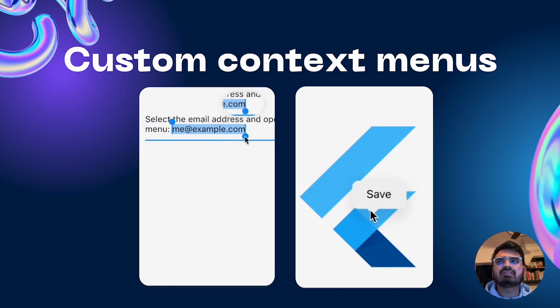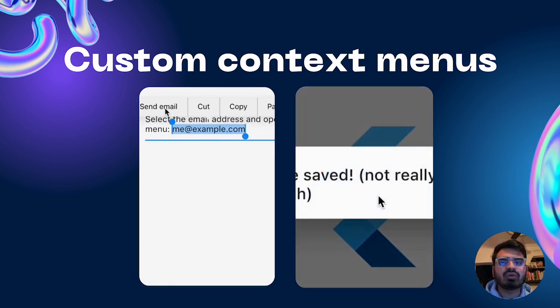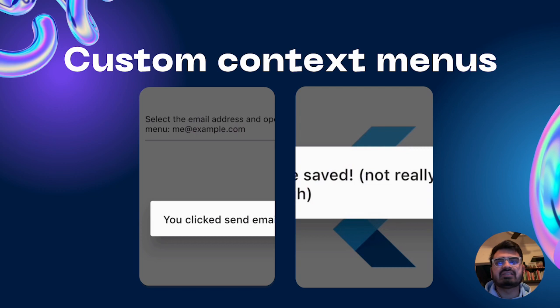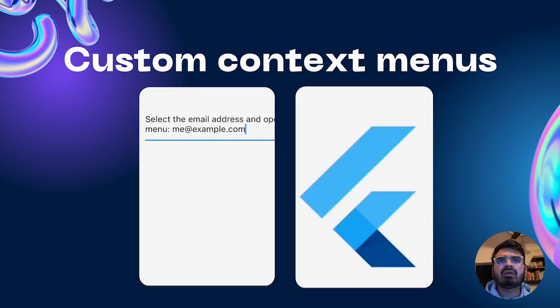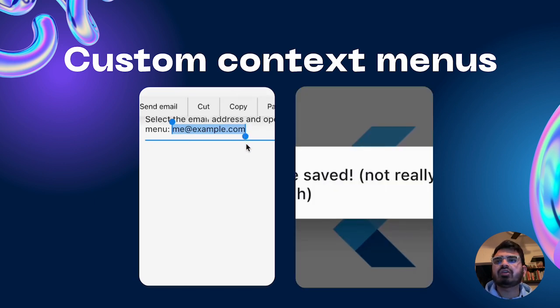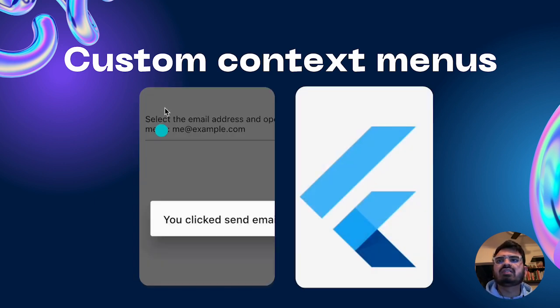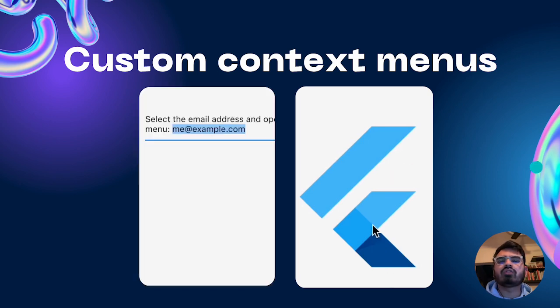The next update is a custom context menu that you can give throughout your app. For example, you can add a send email button in the default text selection toolbar, and if anyone selects an email in your app, it will show the send email button in the selection toolbar of your app.